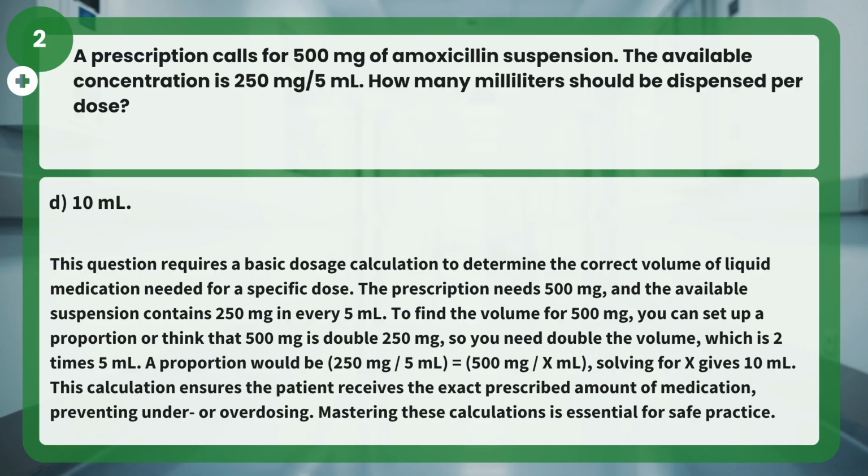A proportion would be 250 milligrams/5 milliliters equals 500 milligrams/x ml, solving for x gives 10 milliliters. This calculation ensures the patient receives the exact prescribed amount of medication, preventing under- or overdosing. Mastering these calculations is essential for safe practice.